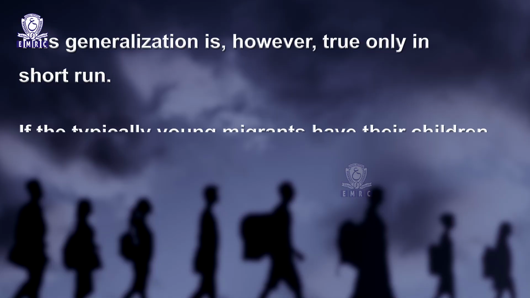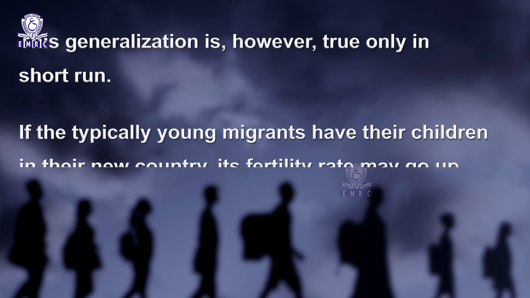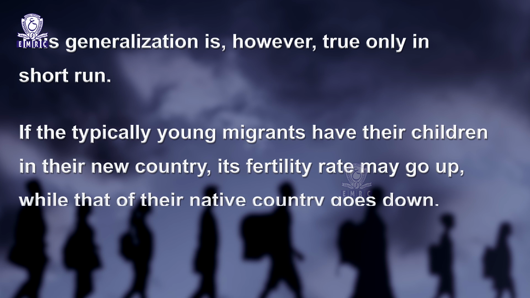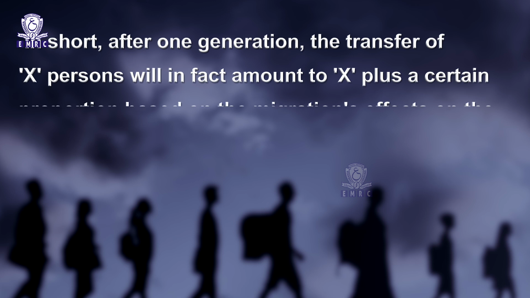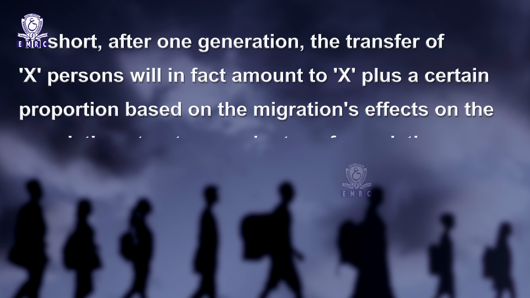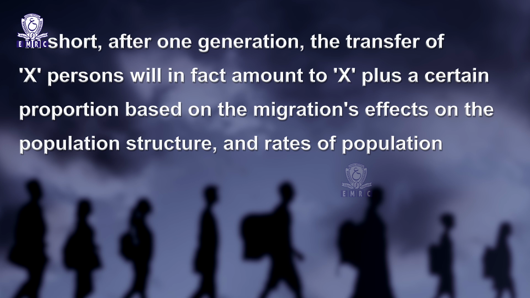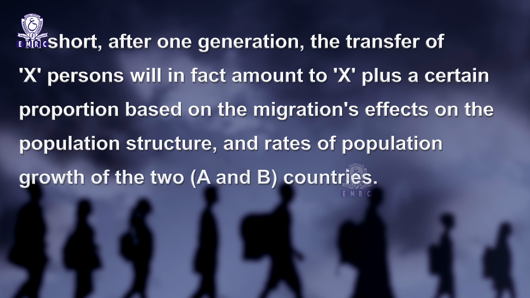This generalization is, however, true only in the short run. If the typically young migrants have their children in their new country, its fertility rate may go up, while that of their native country goes down. Since the remaining population of country A will then be older on the average, its death rate may go up while that of country B goes down. In short, after one generation, the transfer of X persons will in fact amount to X plus a certain proportion based on the migration effects on the population structure and rates of population growth of the two countries, A and B. Thus, the population structure, sex composition and workforce of both the countries or regions will be substantially affected.